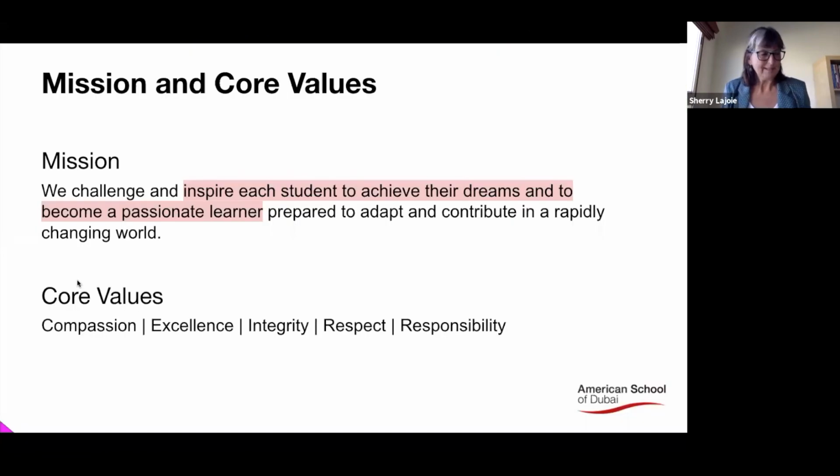As a new member of the American School of Dubai community, it provides me with great grounding to refer to the mission and core values of the school. In particular, as someone involved in the World Languages program, I find these highlighted words to inspire each student to achieve their dreams and to become a passionate learner. These words will help all of our students to build their identity as global citizens, and speak to the opportunities that we at the American School of Dubai offer our students to build their identities as global citizens.